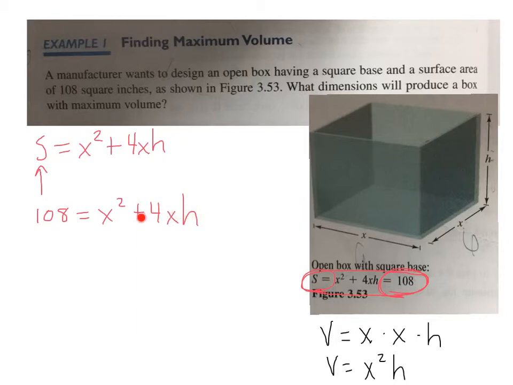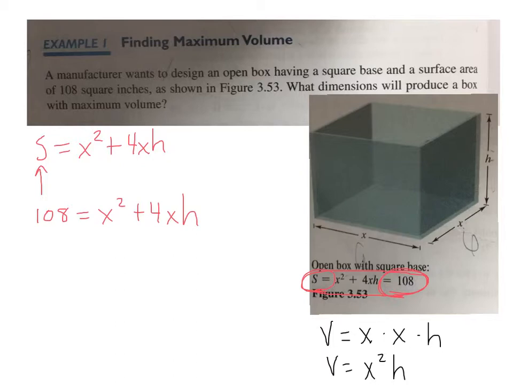If I were to solve the surface area formula in terms of h, then I could substitute it in for this h right here, couldn't I? And then I'd have an equation in terms of how many variables? Just one, right? In terms of x. Okay? So y'all go ahead and solve for h.